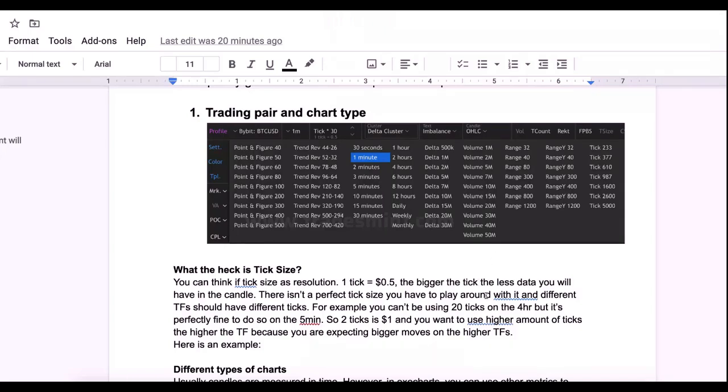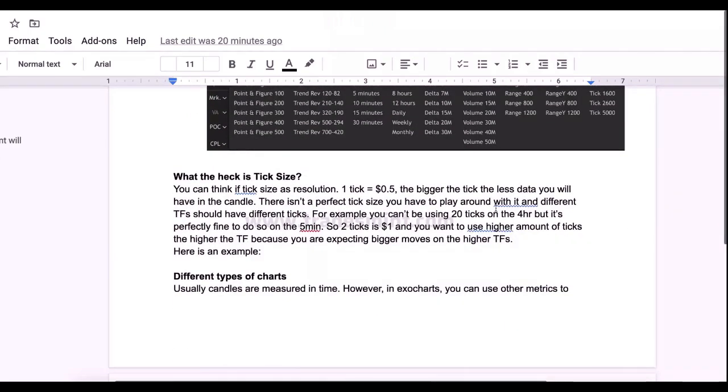Now there is not a perfect tick size. You're going to have to play around with this, and you're going to have to find out what you like the best. And we're going to get into how to do that more. But you cannot use the same tick size for different time frames. For example, you can't use 20 ticks on the 4-hour time frame, but it's perfectly fine to use 20 tick on the 5-minute time frame.